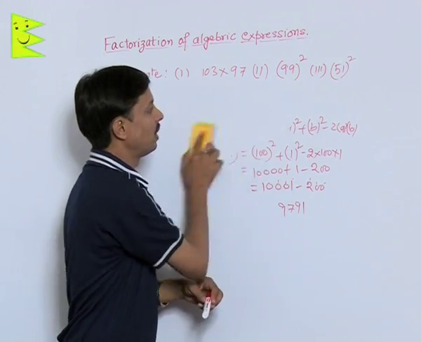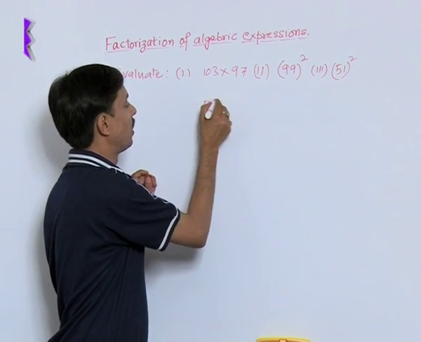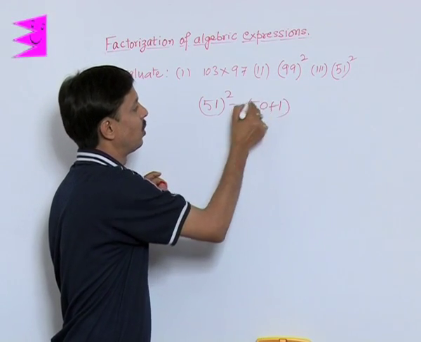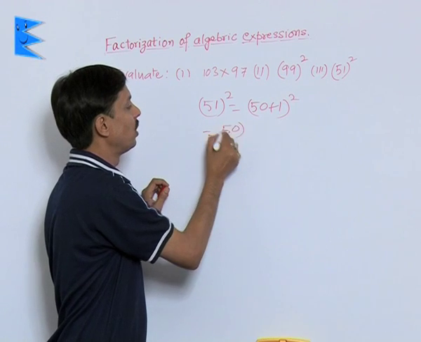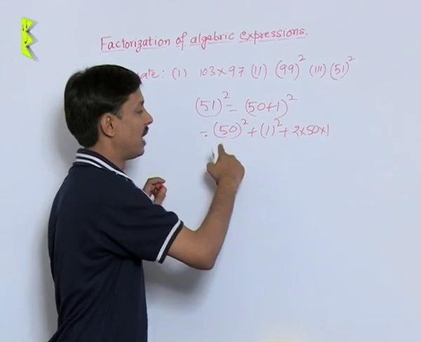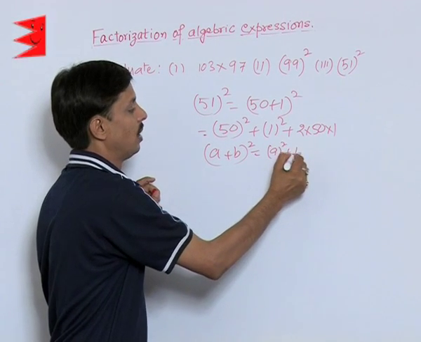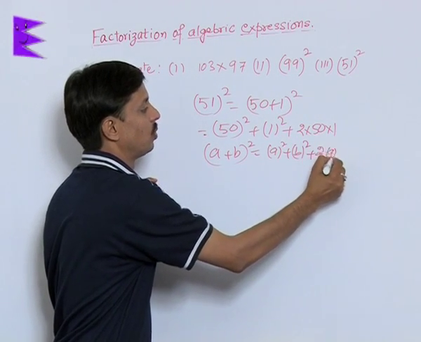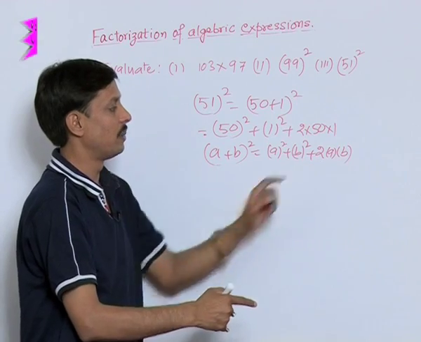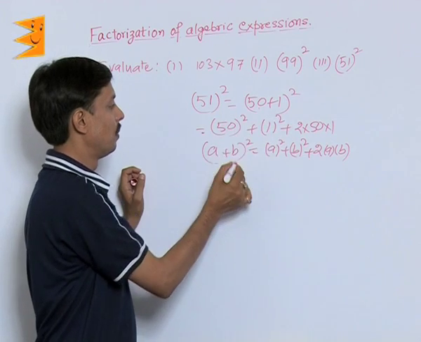Similarly, one of the identities we can apply in the third one, that is 51 whole square. We can say that 51 whole square is 51 into 51. But the same can be written as 50 plus 1 whole square. So this becomes 50 whole square plus 1 square plus 2 into 50 into 1. Why? Because you know a plus b whole square's formula is a square plus b square plus 2 into a into b. So a square plus b square plus 2ab becomes a plus b whole square. So now here a is what? 50, b is what? 1.